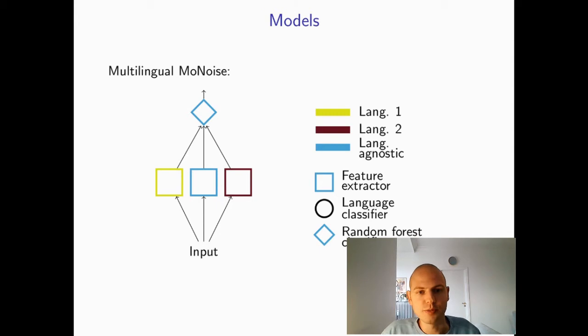To circumvent some of these problems, we propose a multilingual MoNoise. For a multilingual MoNoise, we generate all the features for all the words. So this means if we have a word in Turkish, we will also generate the German features. The advantage here is that we don't need a language classifier, and we only have one random forest classifier. The disadvantage is, of course, that the number of features is increasing, which makes the modeling less efficient, but also more difficult.